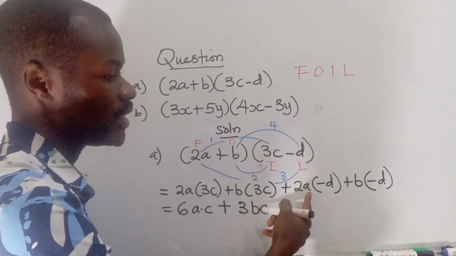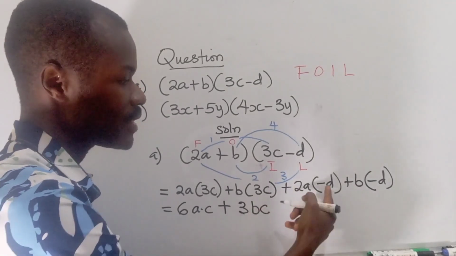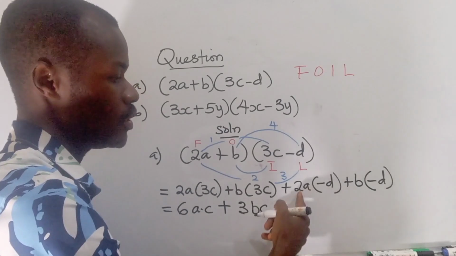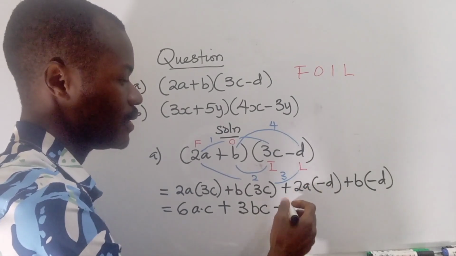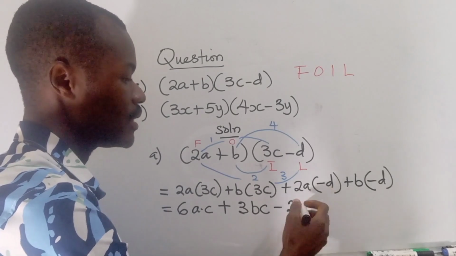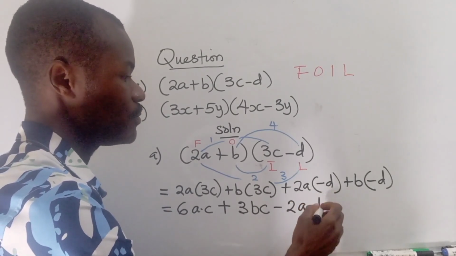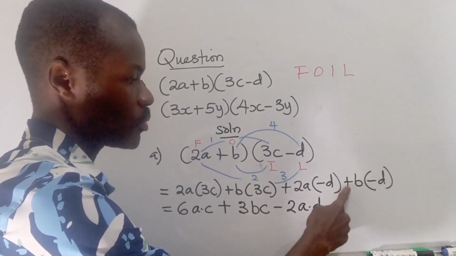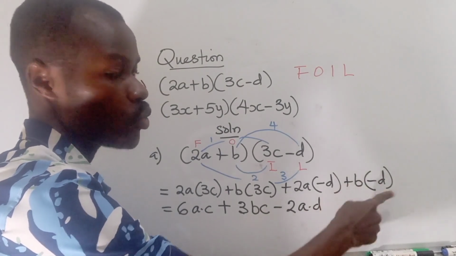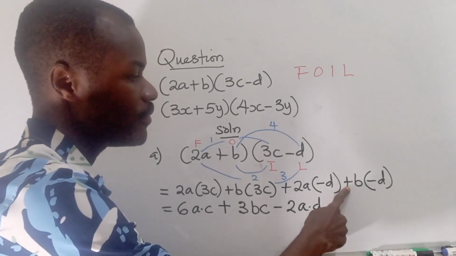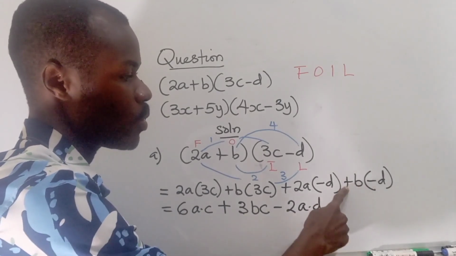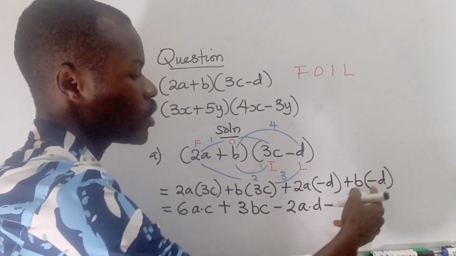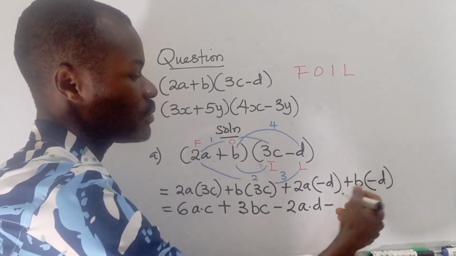Now here, plus 2a times minus d. Plus times minus is minus. 2 times 1 here is 2, and a times d is ad. And lastly, for this part, we have plus 1b times minus 1d. Plus times minus is still minus. 1 times 1 here is 1, and b times d is going to give us bd.